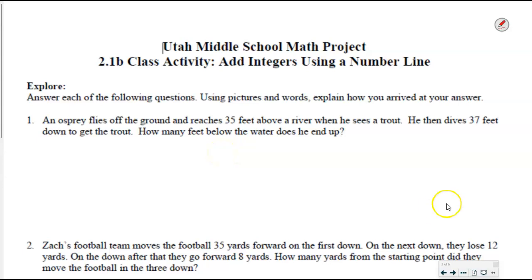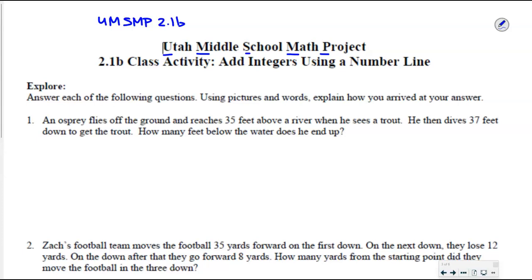Hello Math 7 students, this is Utah Middle School Math Project 2.1b, add integers using a number line. We've hinted at this in some previous lessons. Now we're officially going to have some direct instruction on how we're going to add using a number line. Some things that are worth mentioning right now. This is Utah Middle School Math Project, so we're going to see this in our grade system as UMSMP 2.1b.